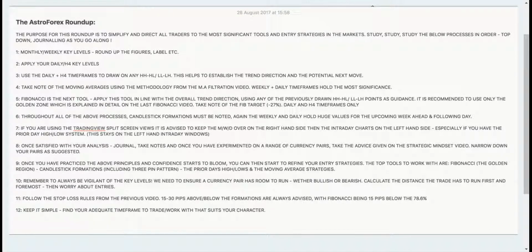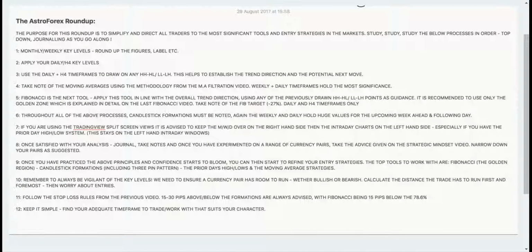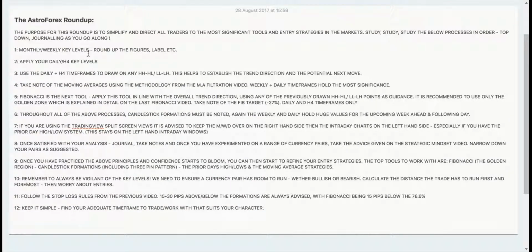So, Astro Forex Roundup. The purpose for this roundup is to simplify and direct all traders to the most significant tools and entry strategies in the markets. Study the below processes in order, top down, journaling as you go along. So when you come to the charts, blank one, monthly, weekly key levels, rounding up the figures, labeling, and so on. Everybody on the one-to-one has done this, and there are some videos in the key level section on how to do that.